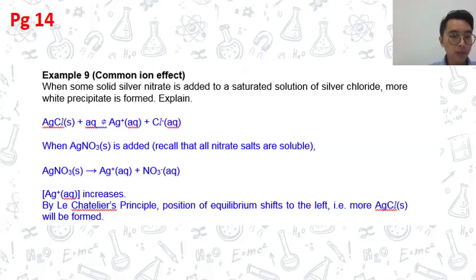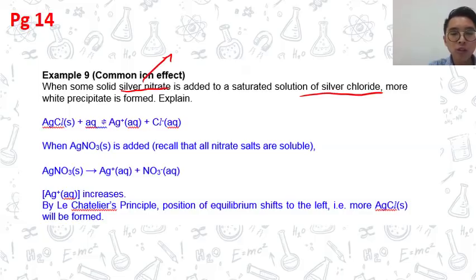Okay, so you need to be able to explain this common ion effect both qualitatively as well as quantitatively. Example 9 is a qualitative explanation. They're asking what happens when you have silver nitrate added to a saturated solution of AgCl. You know your AgCl is a white precipitate and it's saturated currently.